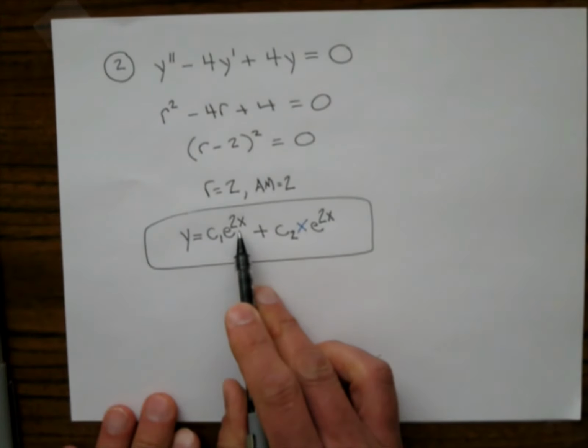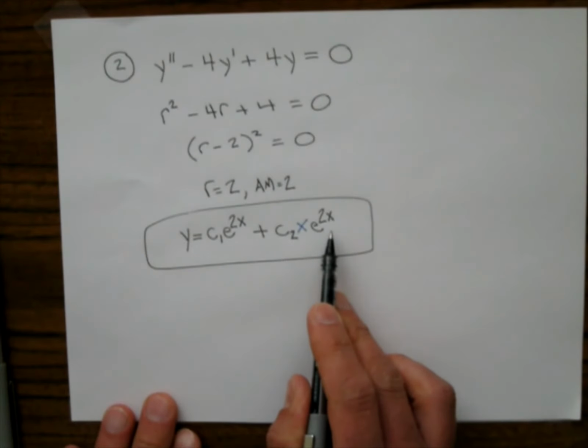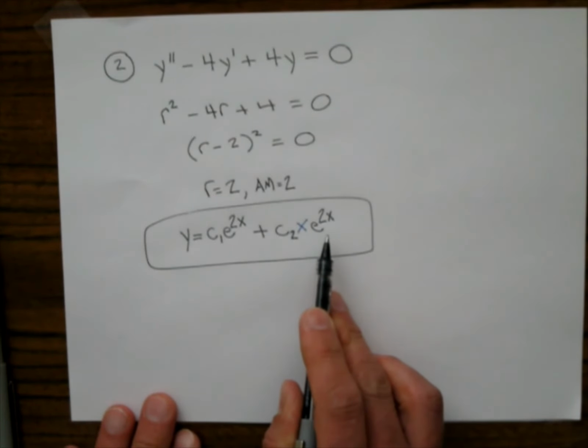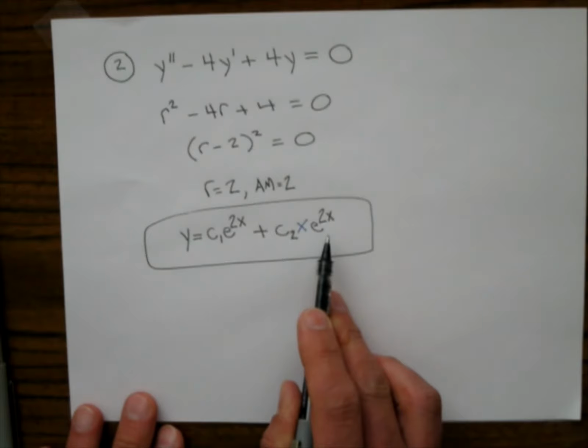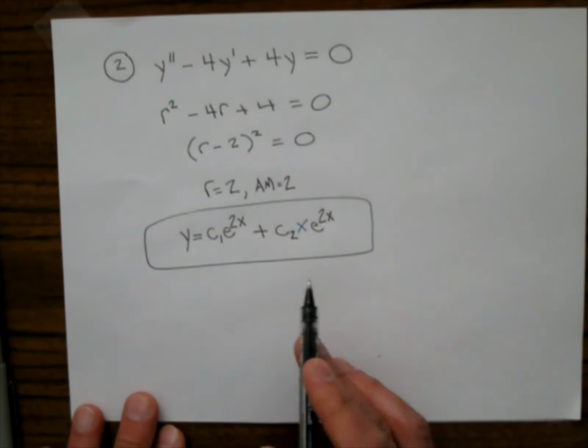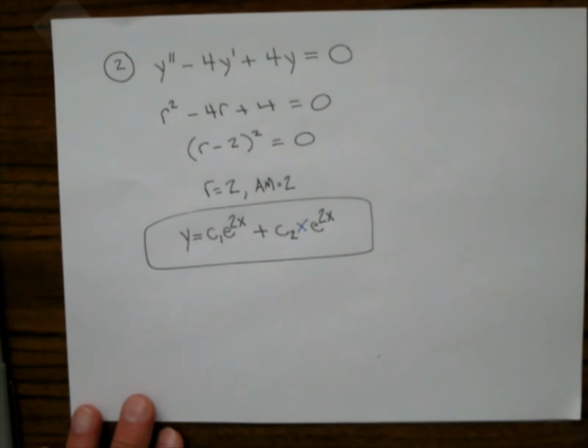The vectors e to the 2x and x e to the 2x are independent vectors, and they form a basis for the kernel of a linear transformation, but you don't even have to think about that. We are done with this problem. Let's go ahead and do the next problem.